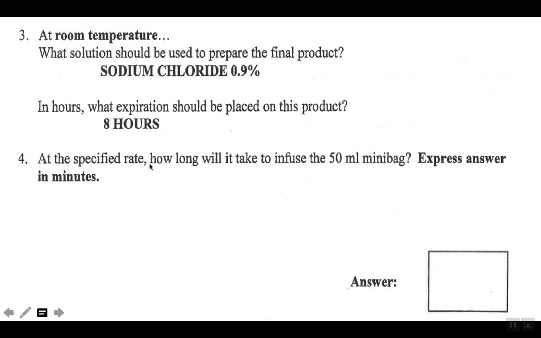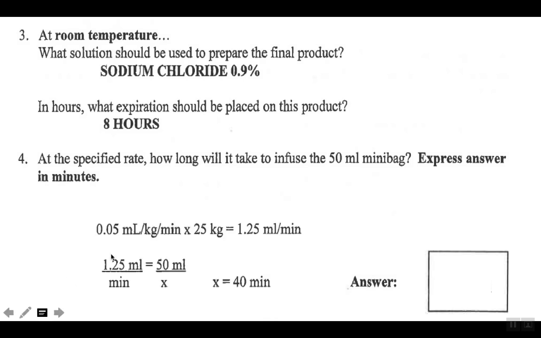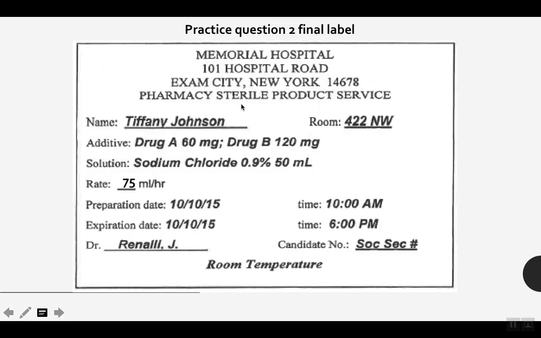At the specified rate, how long will it take to infuse the 50 ml mini bag? Express your answer in minutes. Well, this one is pretty straightforward. They give you this calculation here. When you do the calculation, you get 1.25 mLs per minute. And then you solve for 50. If it takes 1 minute to get rid of 1.25 mLs, how long will it take to do 50 ml? You should get 40 minutes, and that's your answer.